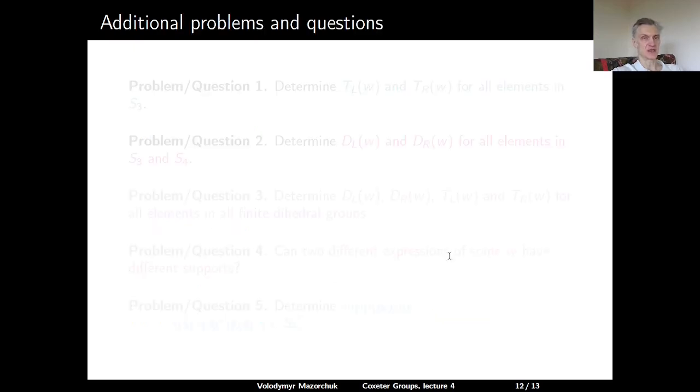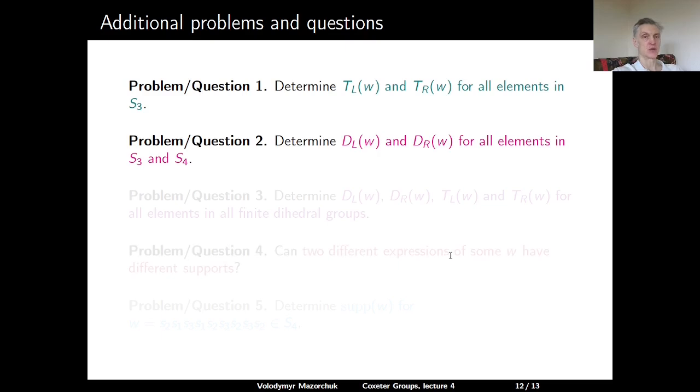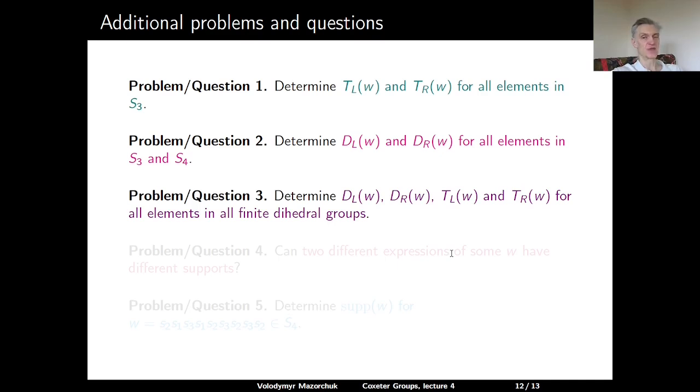Some problems and questions at the end. Problem question 1. Determine T_L(w) and T_R(w) for all elements in S3. Problem question 2. Determine the left and right descent sets for all elements in S3 and S4. Problem question 3. Determine the left and right descent sets as well as the sets T_L(w) and T_R(w) for all elements in all finite dihedral groups.